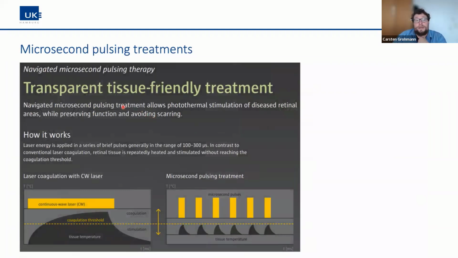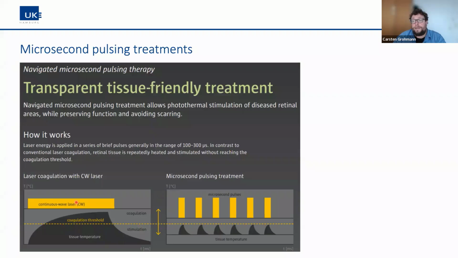A word about the micropulse treatment. With the continuous wave laser, you will reach the coagulation threshold and perform a burning spot. This is good for securing retinal tears, or if you have a diabetic patient and you would like to perform a pan-retinal treatment, then the continuous wave laser mode is the best choice.